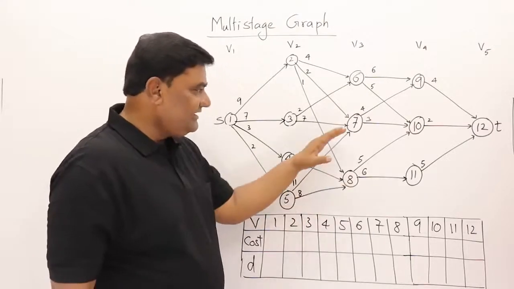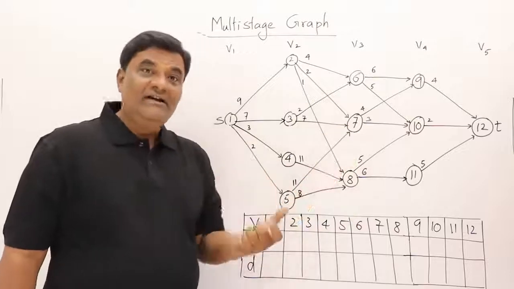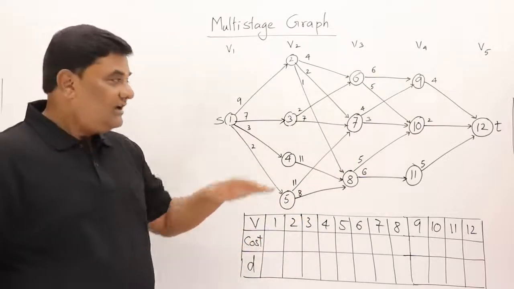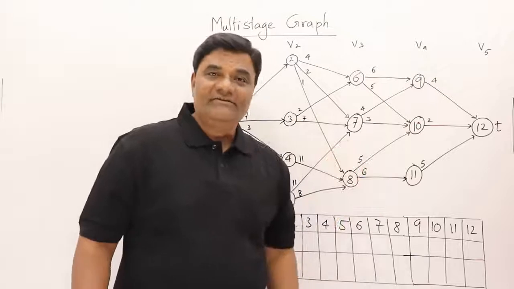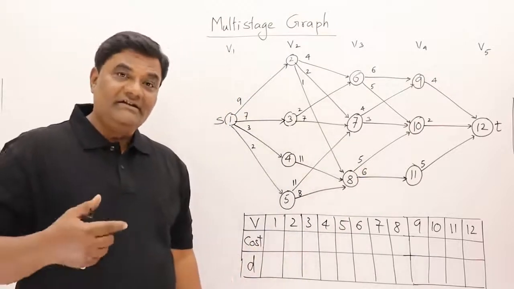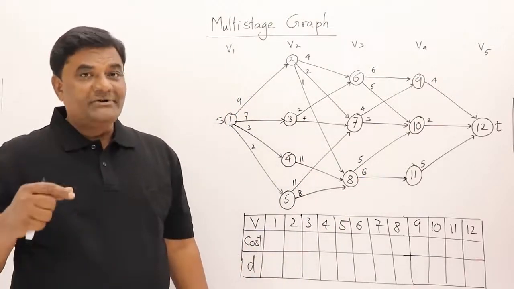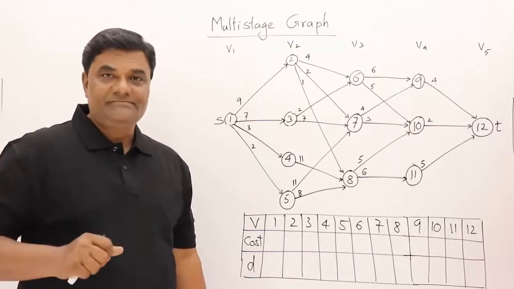From 5 I can go to 8 and 7. Out of this, again I have to decide and select any one. Again next I have to decide and select any one. So every stage I can take a decision. So yes, here the principle of optimality holds.